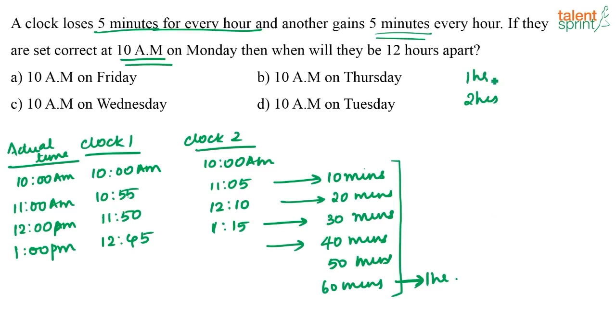First, for every 6 hours, the difference between the time shown by the clock will be 1 hour. Then for every next 6 hours, that is at the end of 12 hours, the difference between the time shown by the clocks will be 2 hours and so on.